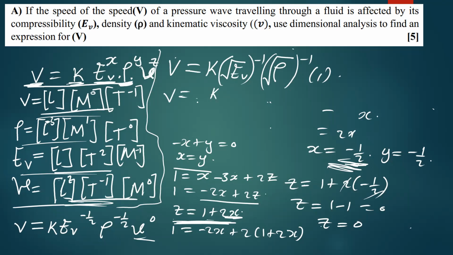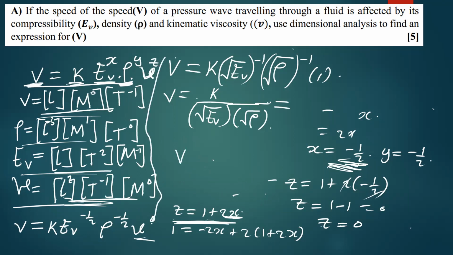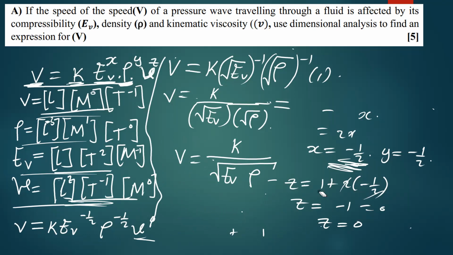Anything raised to the power negative is just the same as 1 over that. Then multiplying that with the root of the density. So the final expression for velocity will therefore be V is equal to K over the square root of compressibility times the density. So that is the formula for the speed of a pressure wave traveling through a fluid.